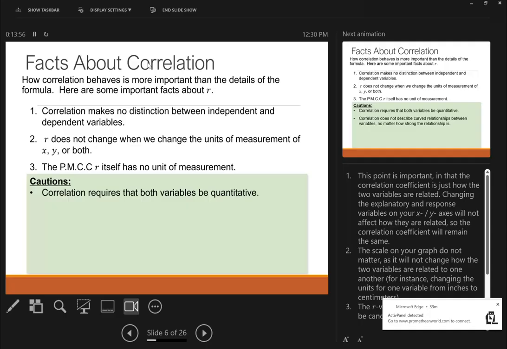To be able to do this, both your variables need to be quantitative. You remember when we were choosing your IA topic and I hassled you all and denied a bunch of you guys because you had non-quantitative variables? This is why.